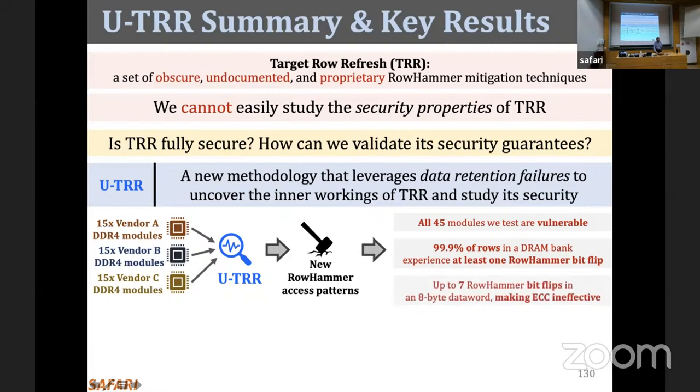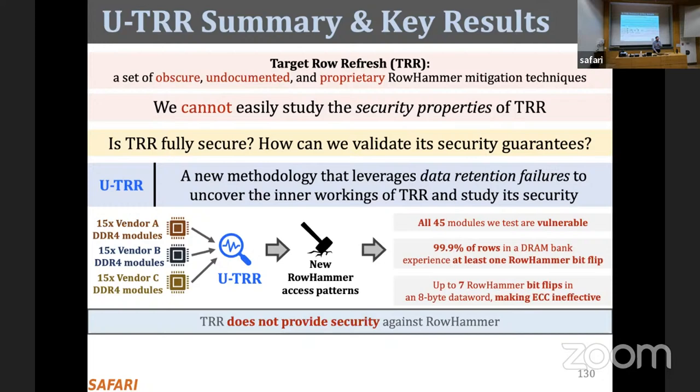And then up to 7 RowHammer bit flips in an 8-byte data word. So ECC is even worse. So you can see that 7 is a larger number than 4 we discussed. So now your ECC needs to be even stronger in newer DRAM chips. So basically, the problem is getting worse. And these are chips that are supposed to be protected.